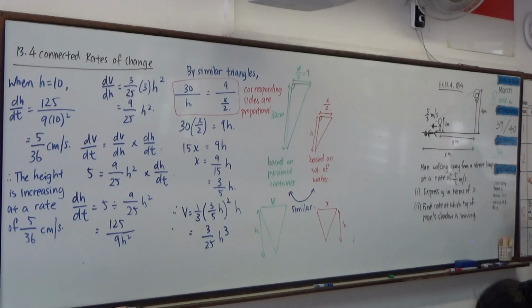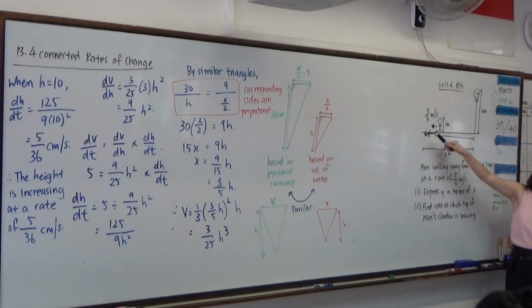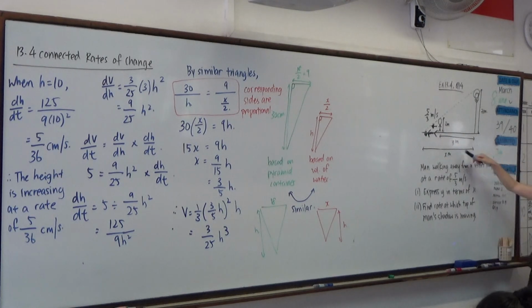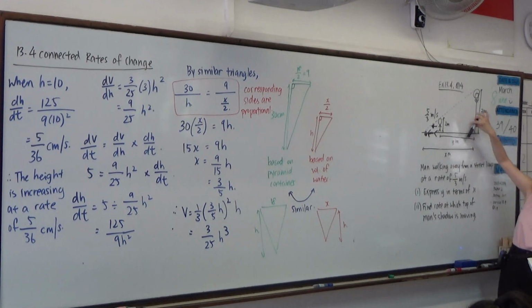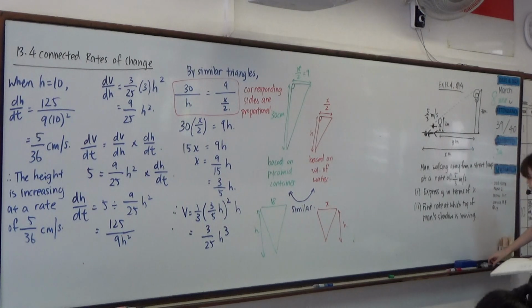Then given that the top of the man's shadow, so I draw him flat like that, this one is the shadow, the top of his head is actually x meters away from the lamp. When he is y meters away from the lamp, the shadow will actually be x meters away. So in part 1, we want to find y in terms of x. How could we go about doing that?